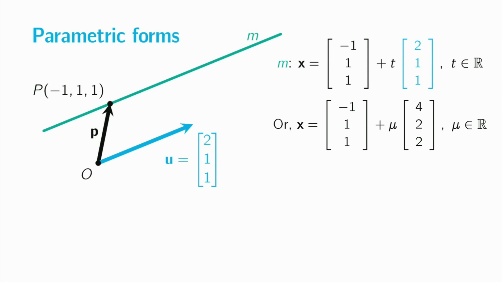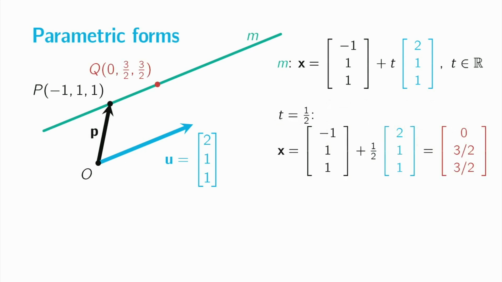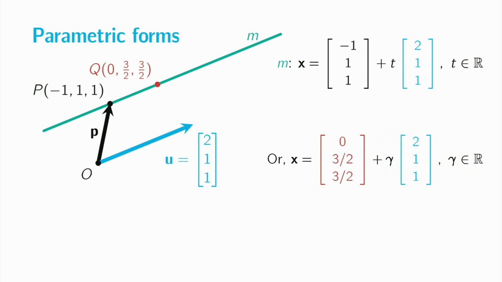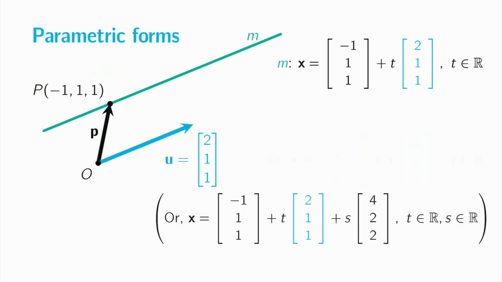You can use mu is a half t. Take t equal to a half and you see that point Q lies on line M. So for the parameterization of line M, instead of vector p, we can also use vector OQ as a position vector. That gives another parameterization for M. You could even introduce a second parameter in this way. The set of x's still gives the same line because the two direction vectors are parallel.